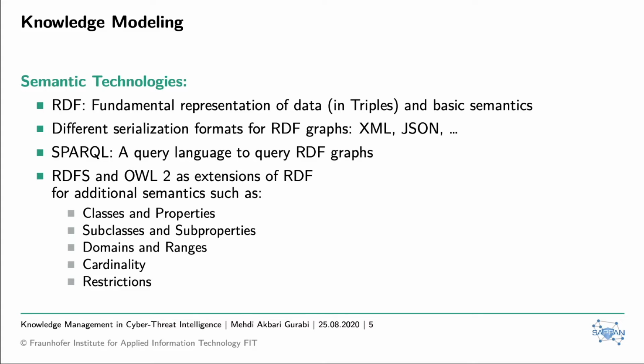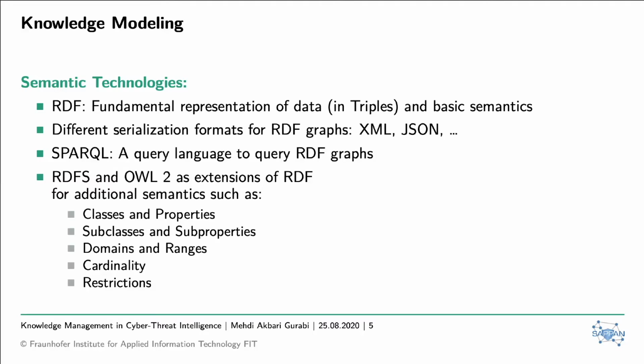RDF is the fundamental semantic technology to represent data in triples. It has different serialization formats such as XML, JSON, and Turtle. A strong query language named SPARQL is available for querying RDF graphs. There are some extensions on RDF which provide additional semantics and make representation and modeling of data easier and more flexible. RDFS adds classes and properties, subclasses and subproperties, and domain and range. And additional concepts like cardinality, restrictions, transitivity, inverse property, and so on are provided by OWL too.